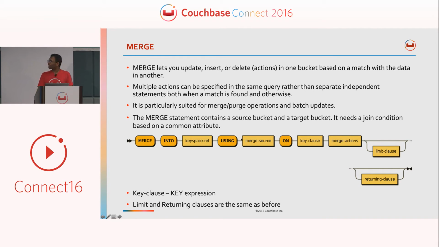But looking at the railroad diagram here, so merge into the key space ref. The first ref is the destination, that's the river. Using merge source, that's a small stream. So you have smaller streams of data that are getting merged into a bigger stream of data. So this is the destination, and merge source is the source of data.